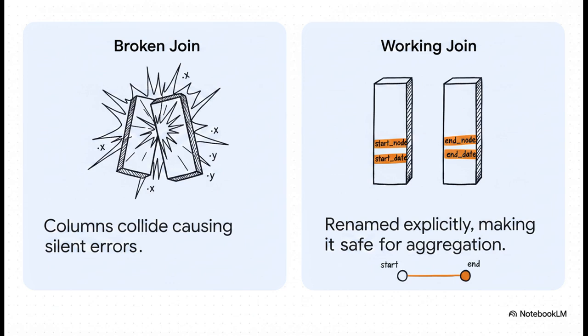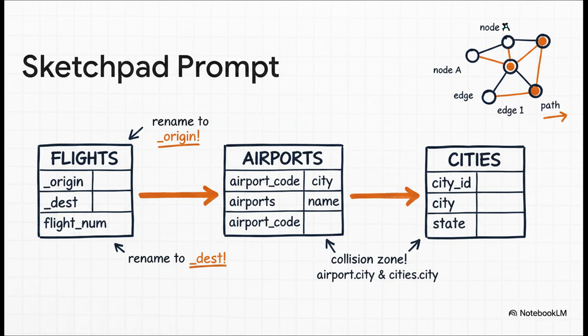Hear me on this. The rename step is not optional polish. It is literally the only thing preventing a silent collision error when you're analyzing edge traits. Which brings us to your final task before you open the case study. I want you to pause this explainer, take out your physical sketchpad, and draw this prompt by hand.